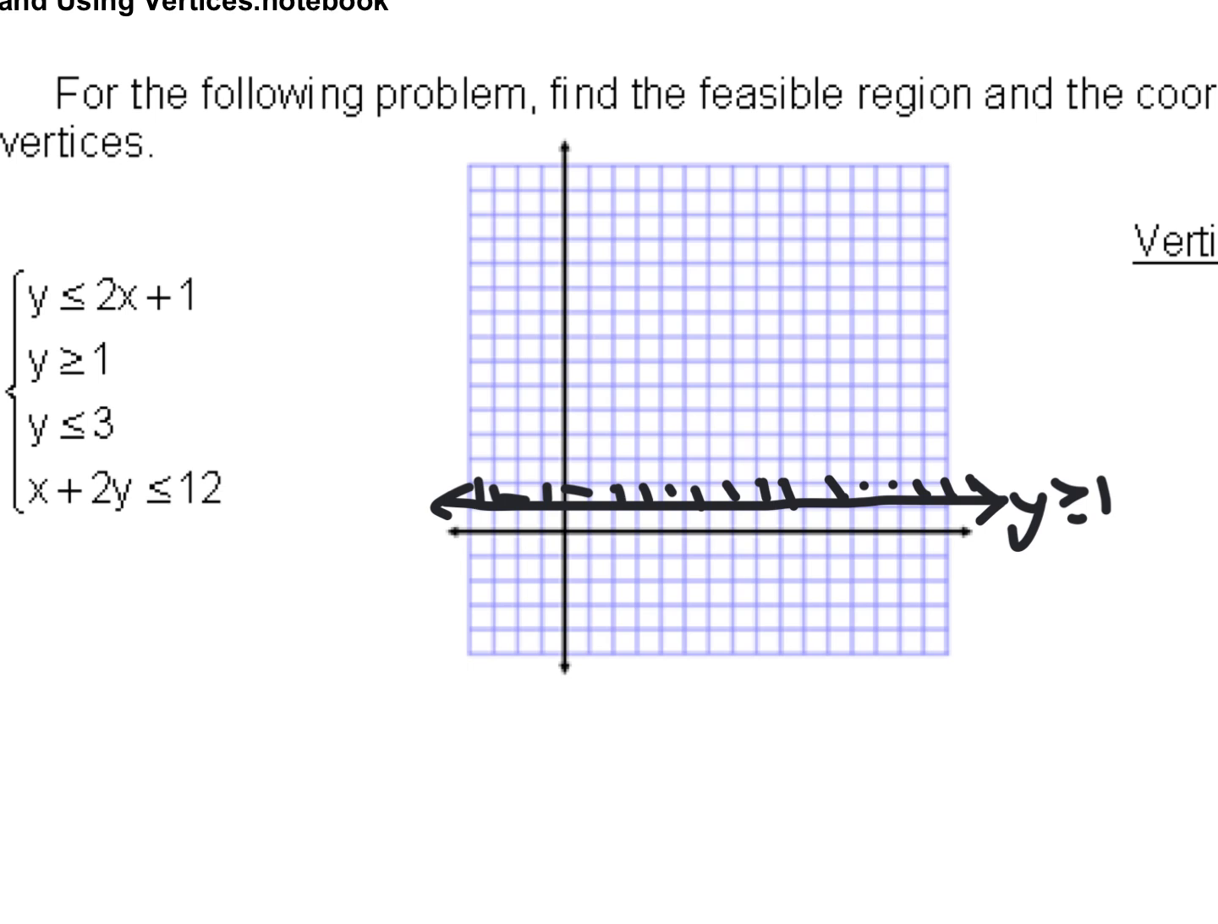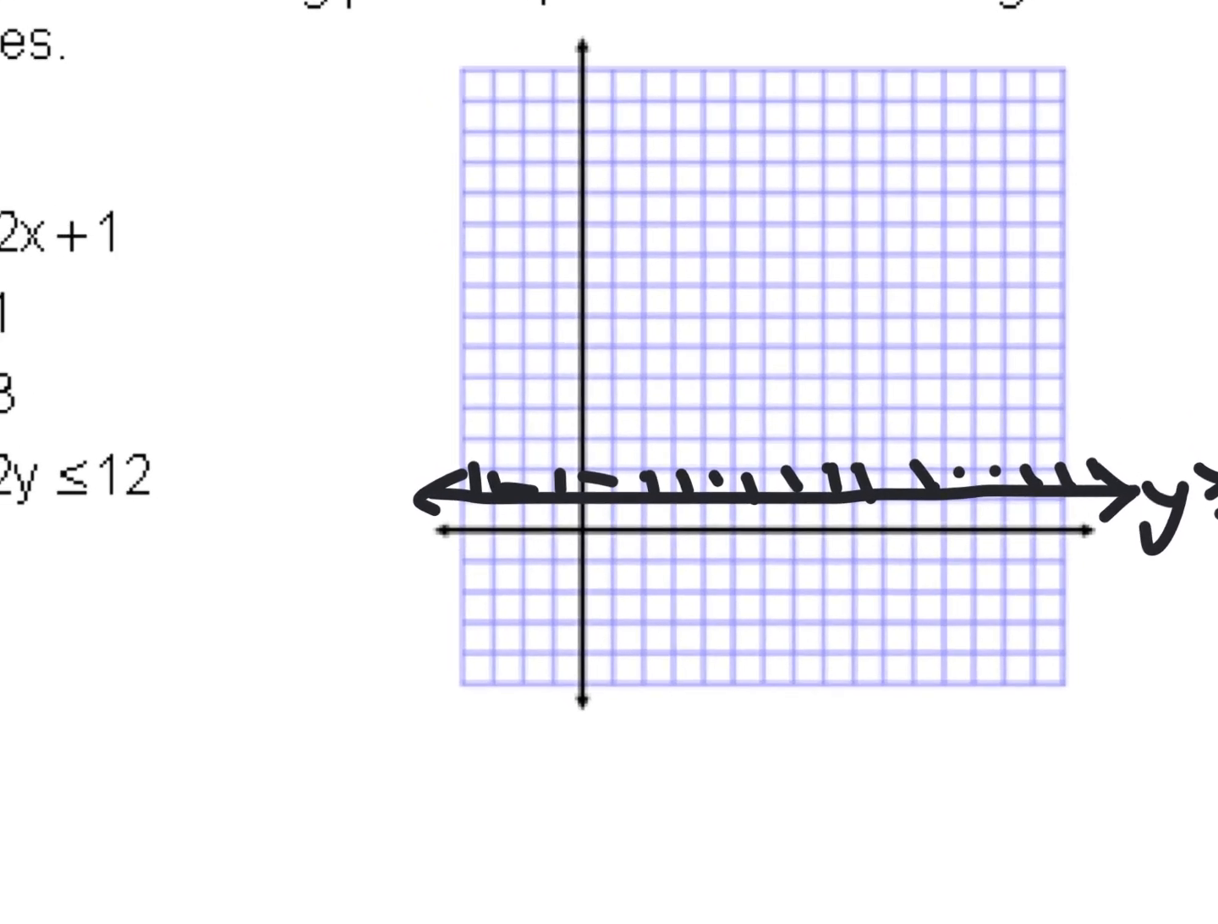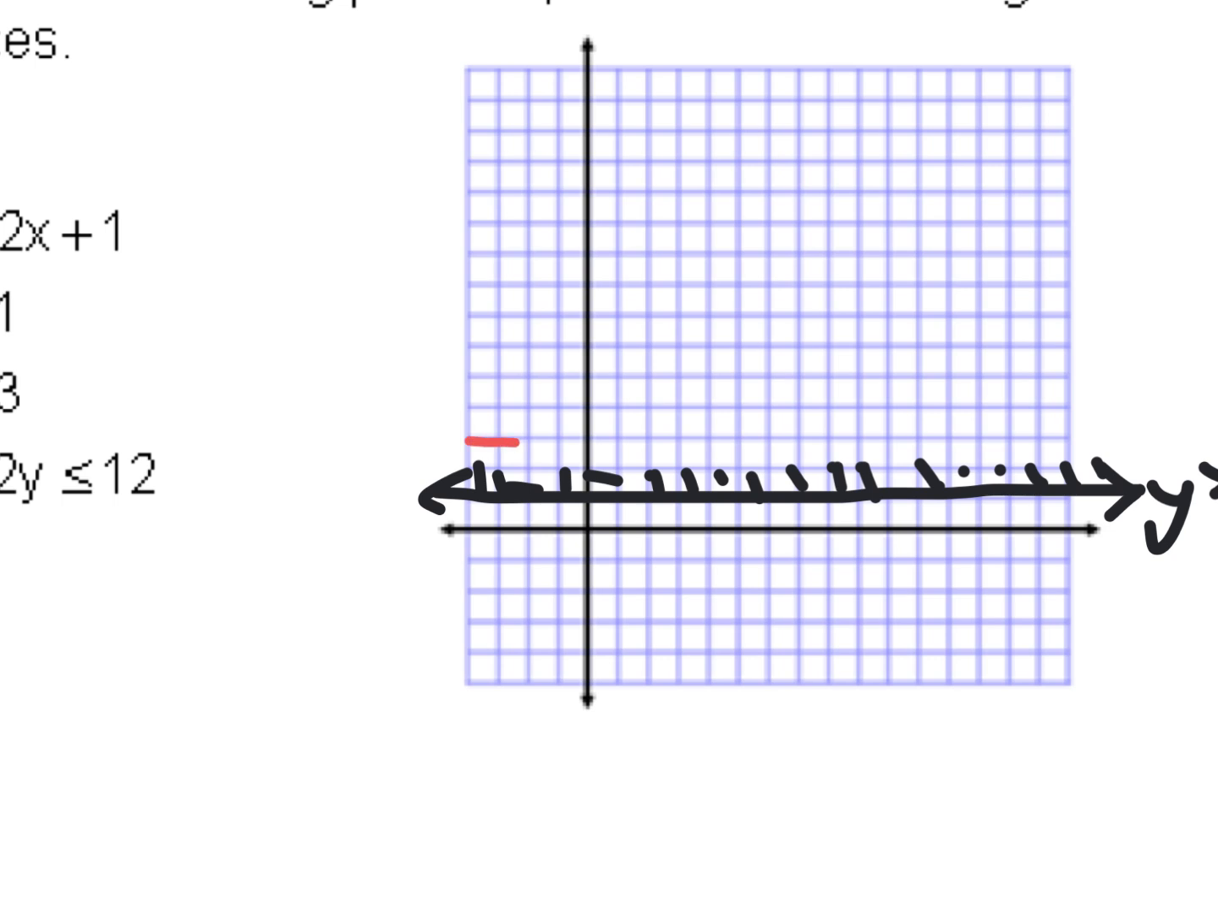I'm going to now graph the rest of them in the time you have left.